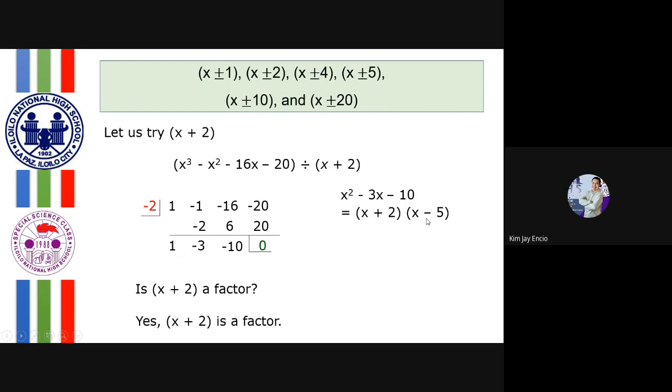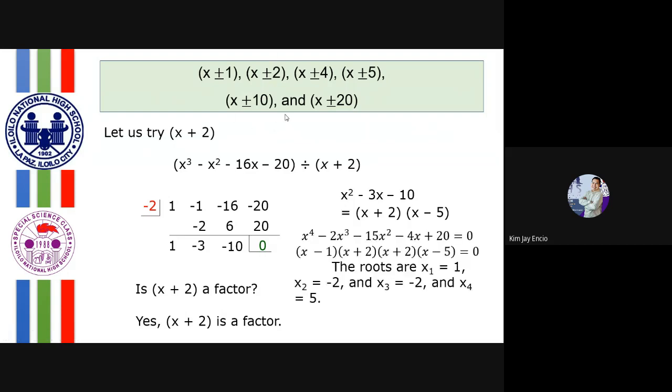Hence, earlier, what was the first factor that worked? The very first one that worked earlier, we have x minus 1, x plus 2, another x plus 2, and x minus 5 equals 0. Of course, since the original equation earlier has degree 4, we are expecting 4 roots. We have here x minus 1 equals 0, so the first root x sub 1 is 1. Here, x sub 2 is negative 2. x sub 3 is negative 2. And x sub 4 is 5.